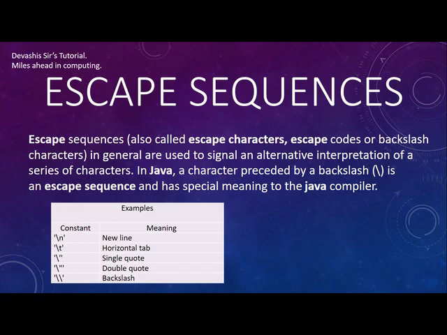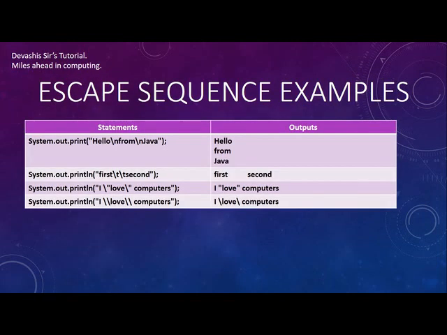In case we want to display a quote, it should be preceded with a backslash, though the current version of Java allows a single quote to be displayed within double quotes also. However, we have a problem in case I want to display double quotes. That should be preceded with a backslash. And if I want to display a backslash, we have to write two backslashes, otherwise it will not display at all.